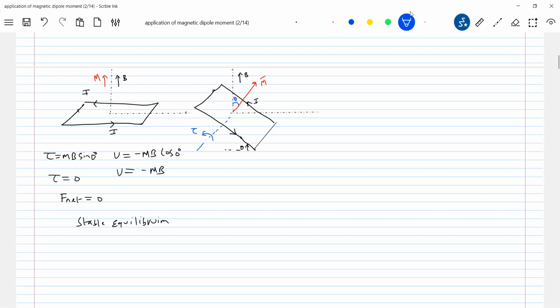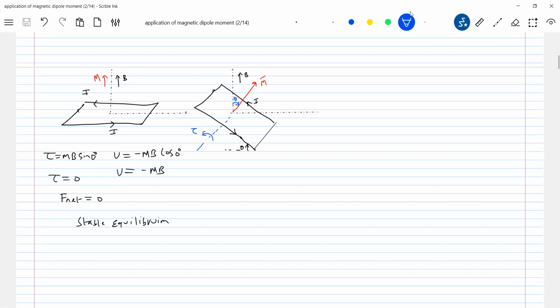So how was the angular displacement given? The angular displacement was given about the z-axis clockwise, and the torque is acting about the z-axis anti-clockwise. So shall I say this is a restoring torque? And what will it do? It will try to bring the loop back to the equilibrium position.